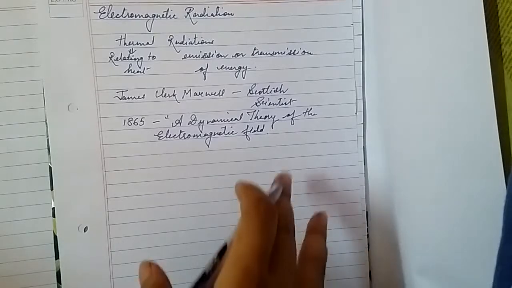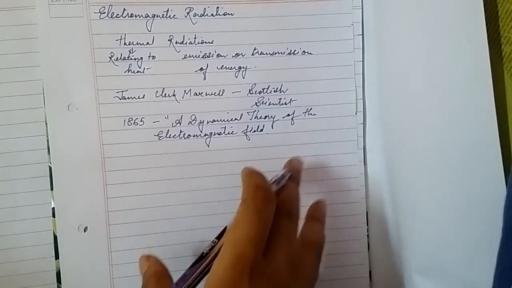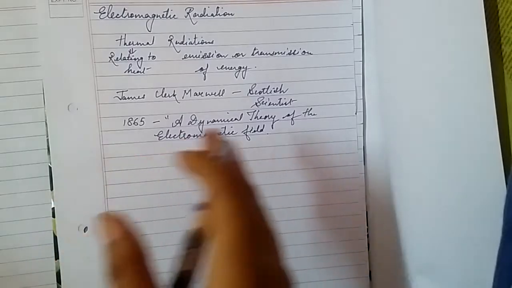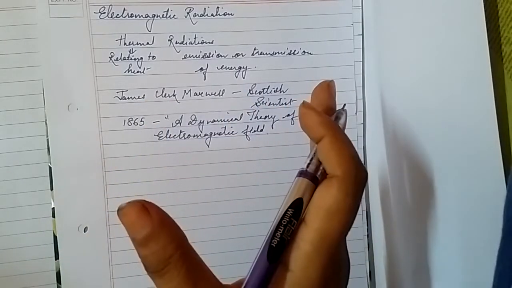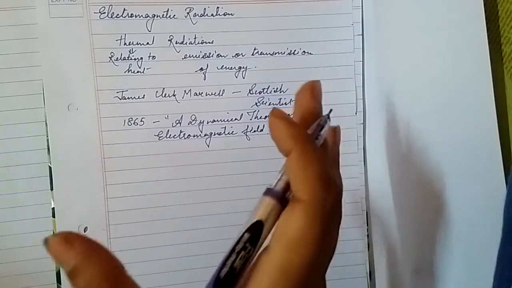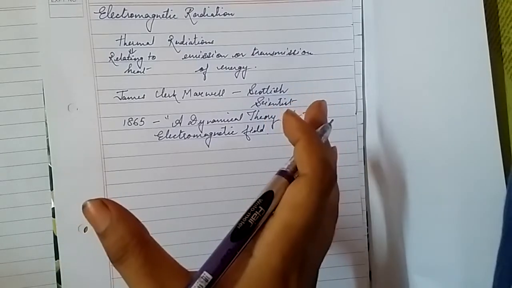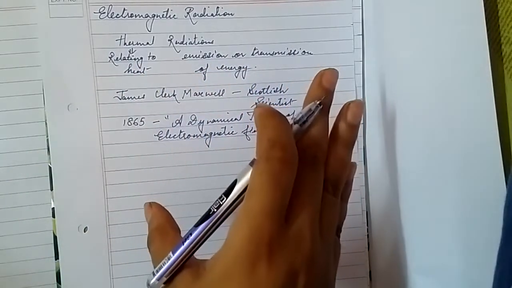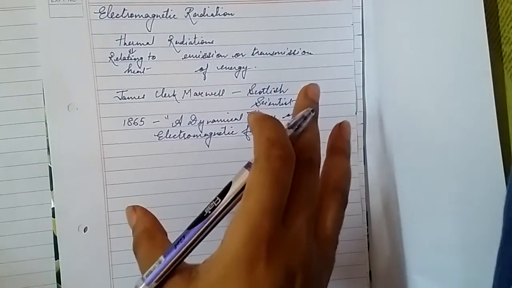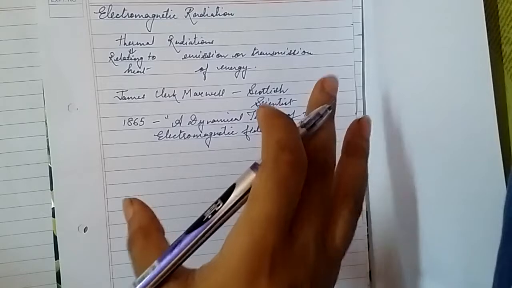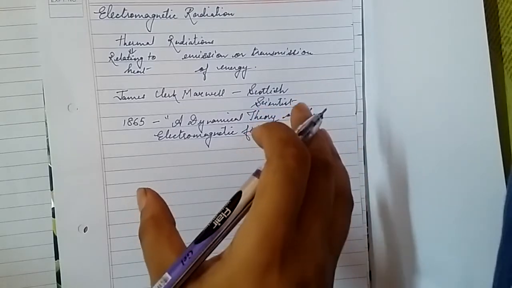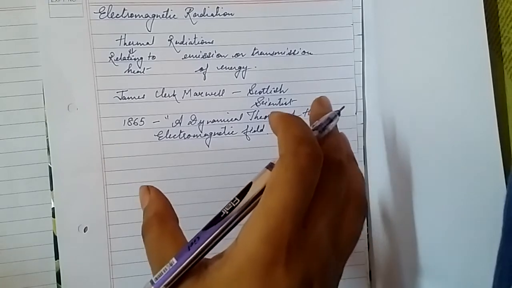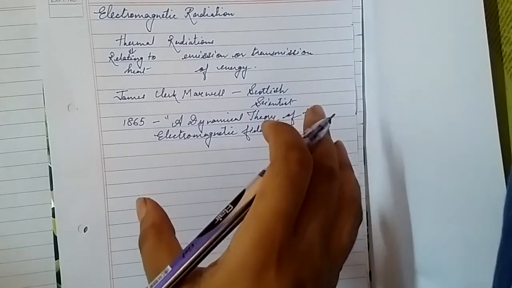And in this theory, Maxwell demonstrated that electric and magnetic fields travel through space as waves, moving at the speed of light. So electrical and magnetic fields travel in space and move with the speed of light. He proposed that light is an undulation in the same medium that is the cause of electric and magnetic phenomena.